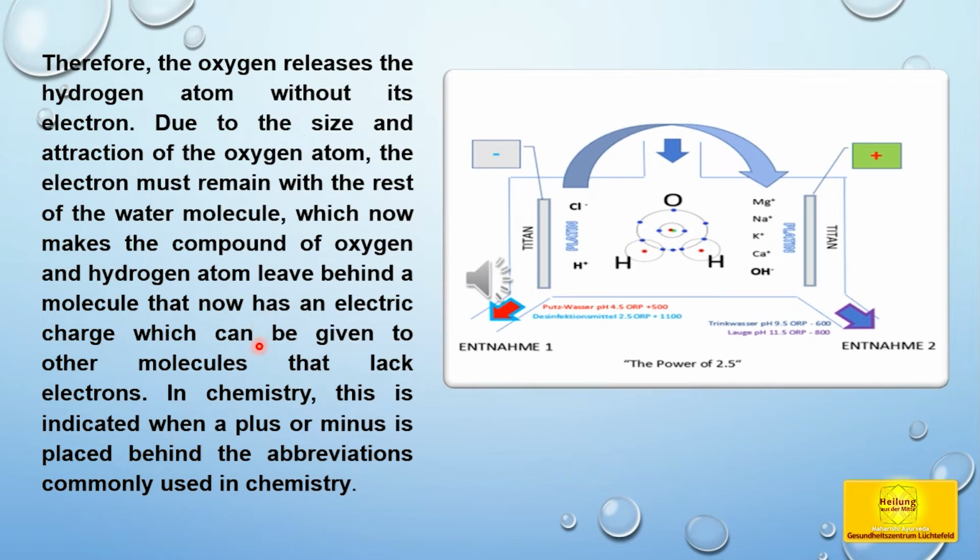Therefore, the oxygen releases the hydrogen atom without its electron. Due to the size and attraction of the oxygen atom, the electron must remain with the rest of the water molecule, which now leaves behind a molecule that has an electric charge, which can be given to other molecules that lack electrons. In chemistry, this is always recognized when a plus or minus is written behind the abbreviations commonly used in chemistry.